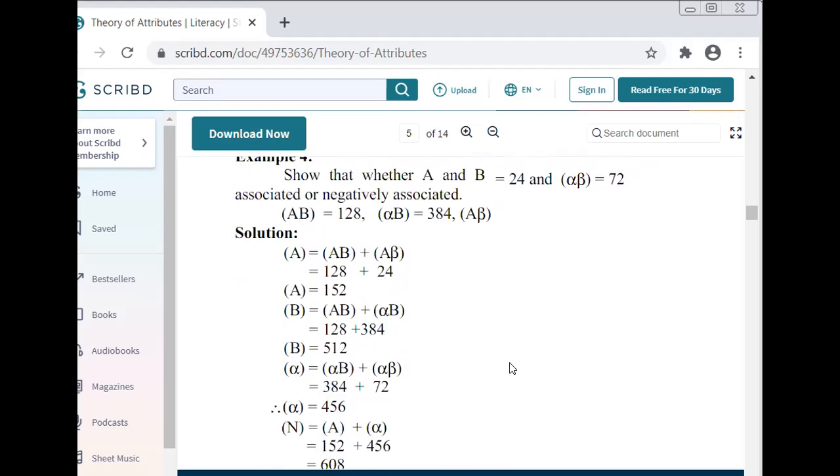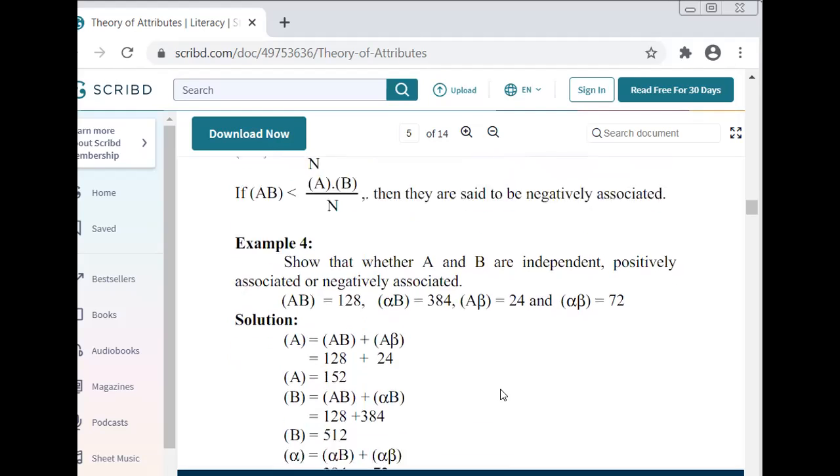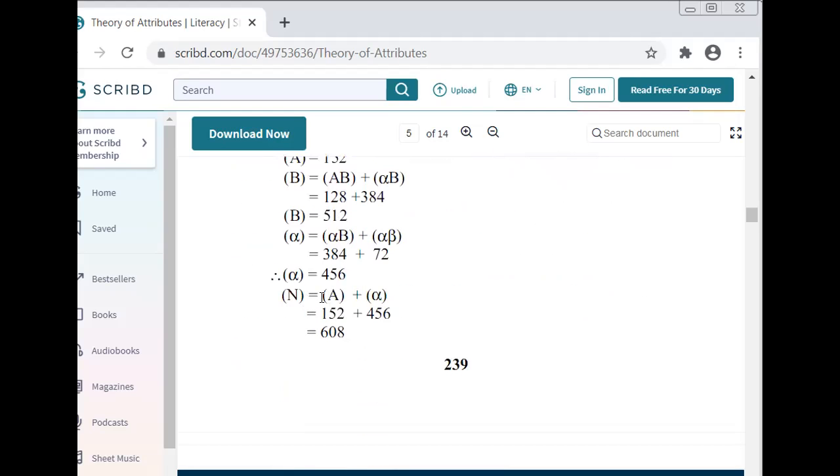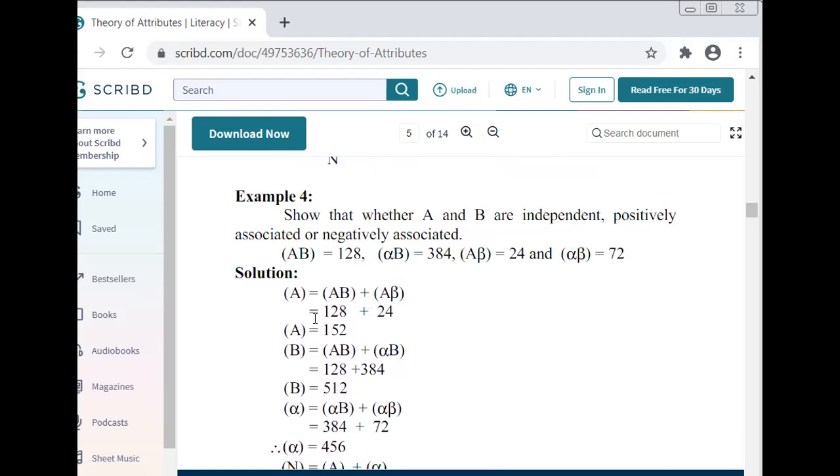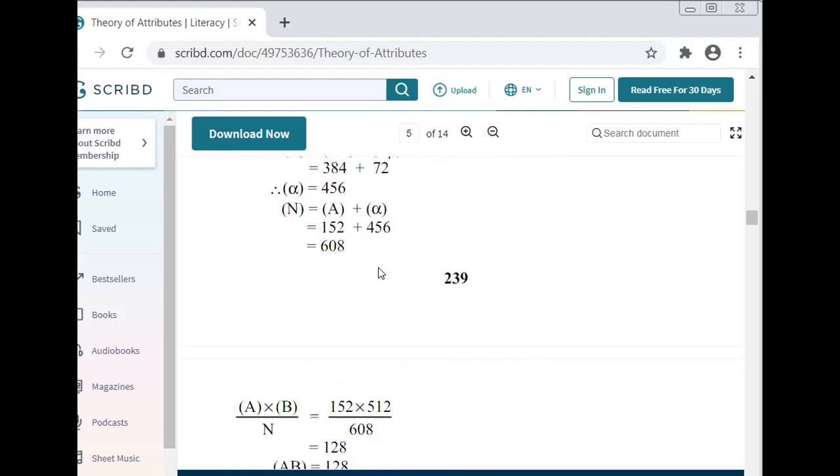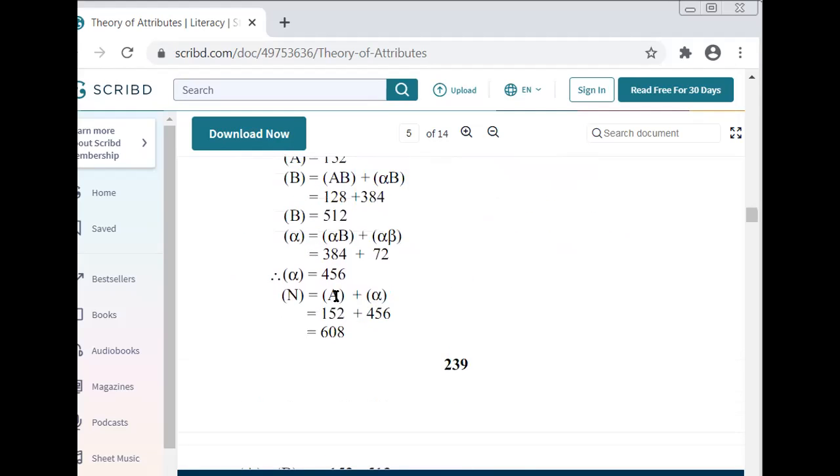Then similarly, N is also required. I think you know the formula: frequency of A plus frequency of alpha. Alpha is already found, and frequency of A is also known, so N equals frequency of A plus alpha, equal to 152 plus 456, equal to 608.